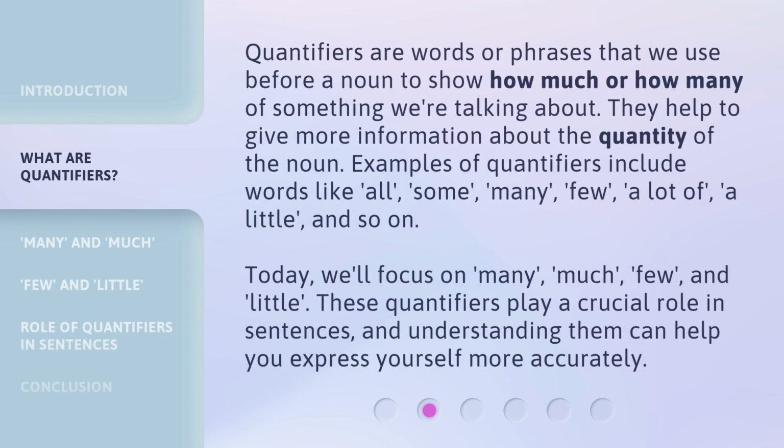Quantifiers are words or phrases that we use before a noun to show how much or how many of something we're talking about. They help to give more information about the quantity of the noun. Examples of quantifiers include words like all, some, many, few, a lot of, a little, and so on. Today, we'll focus on many, much, few, and little. These quantifiers play a crucial role in sentences, and understanding them can help you express yourself more accurately.